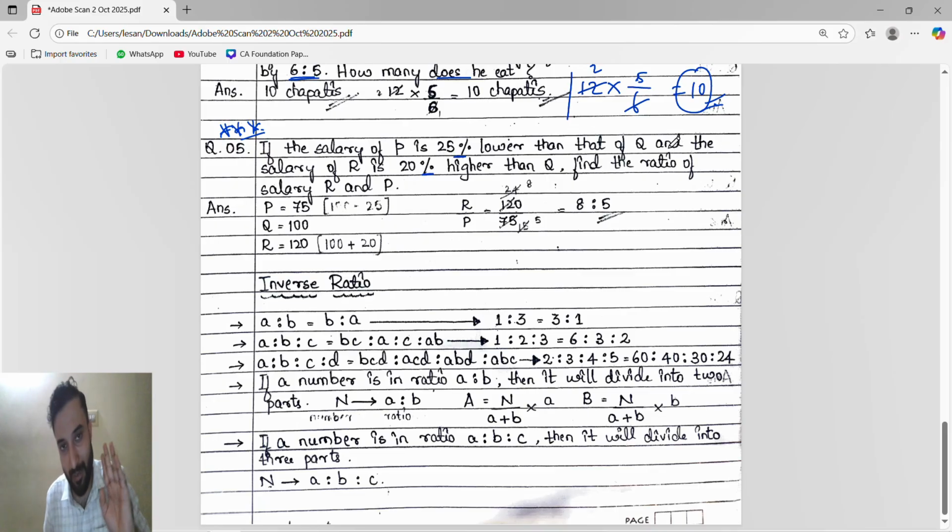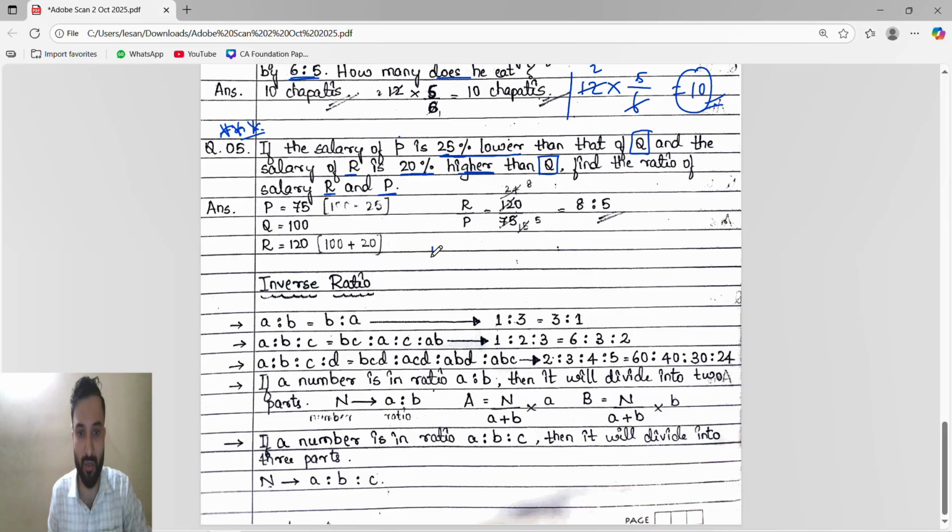Every time they will give it in percentage only. This type of question they will ask in the examination in the form of percentage, and we will use this trick every time. So let's see. They said the salary of P is 25% lower than that of Q, so we are comparing with respect to Q, and the salary of R is 20% higher than Q. Find the ratio of the salary of R and P.